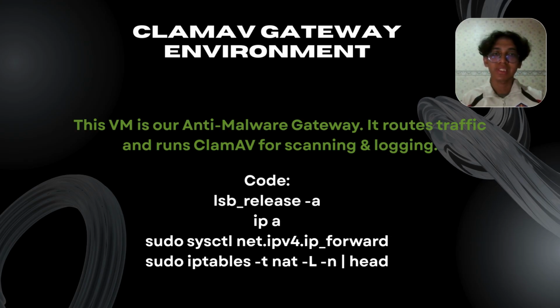The operating system details are shown using the lsb_release -a command, which confirms the Ubuntu version used in our environment. The ip a command is used to display the network interfaces, verifying that the virtual machine is correctly connected to the network. IP forwarding and firewall rules can be checked to demonstrate that the system is capable of routing traffic if deployed as a gateway. This setup simulates a real-world gateway environment where files are inspected before being allowed to proceed further into the system.